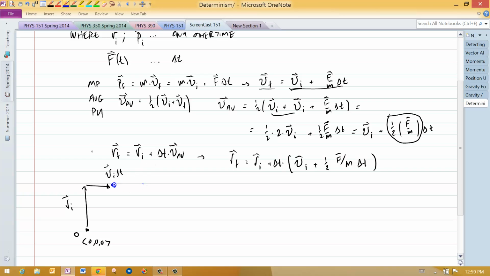If there's no force acting, then it would wind up there, and there, and there, and there. You just keep adding v initial times delta t, tells you where the object goes from one time to the next. But that's not what's happening.